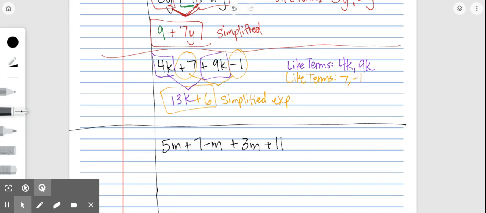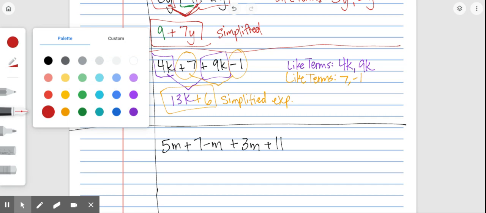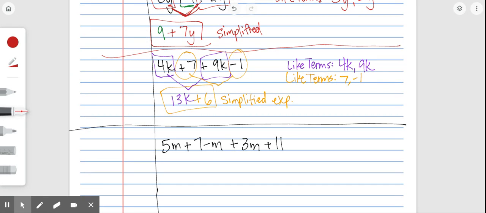So I've got 5m plus 7 minus m plus 3m plus 11. The first thing I'm going to do in this one is remember that this minus m is actually a negative 1m. Now I'm going to do like terms, starting with the very first term, 5m. Are there any other terms that have m's? Yeah, there are 2 more. I've got a negative 1m and I've got a 3m.